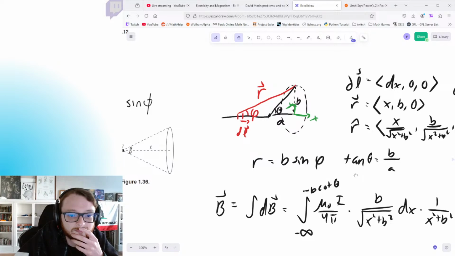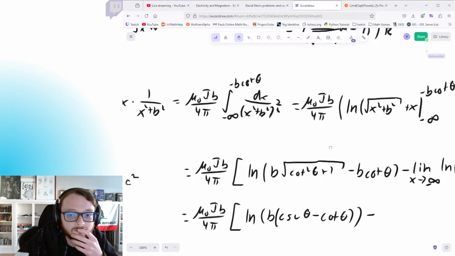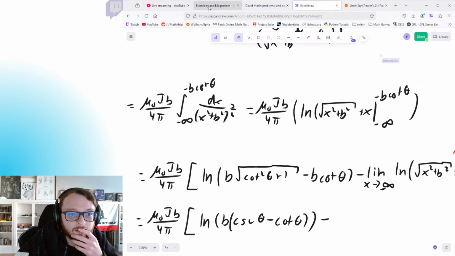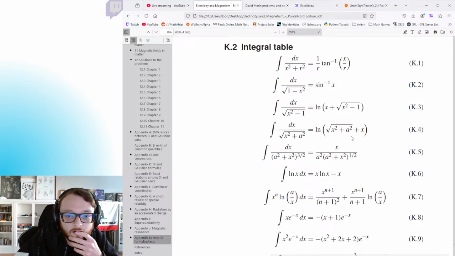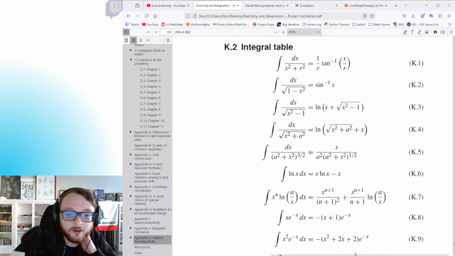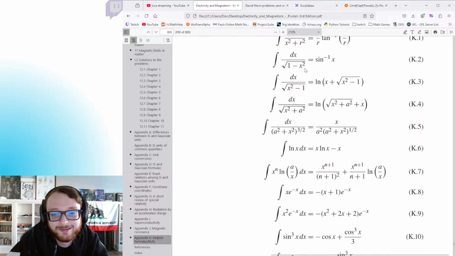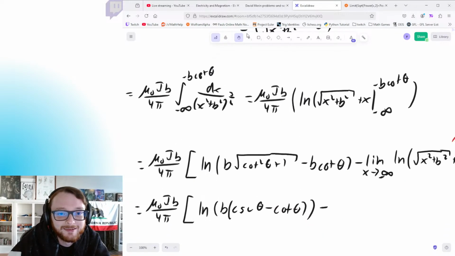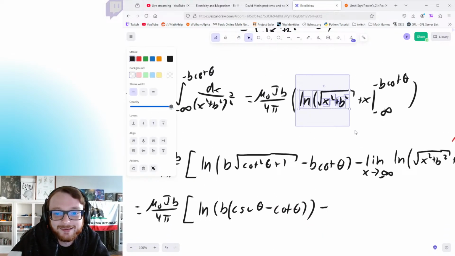You got that antiderivative, was it ln of that whole thing, like square root x squared plus b squared plus x? Yep, it's all inside the ln. Oh wait. Oh my god, I looked at the wrong one. I did it for root x squared plus a squared, not the 3/2. Oh my god, it's completely different.